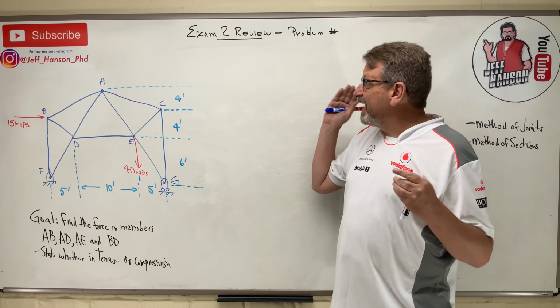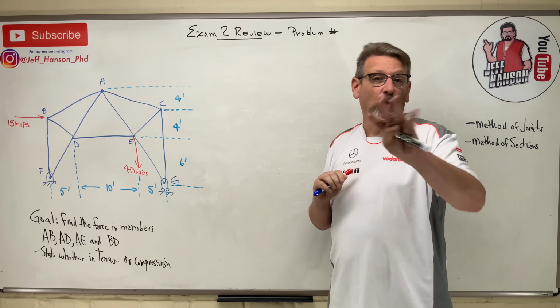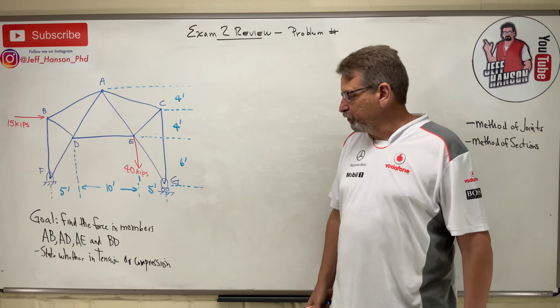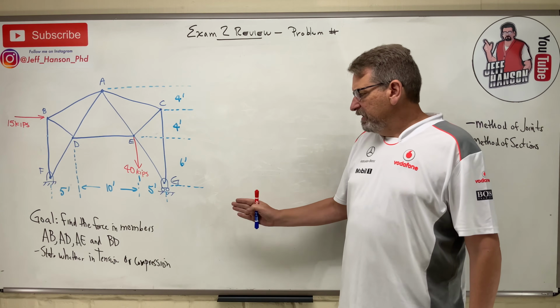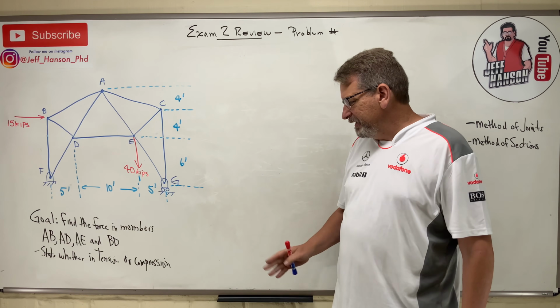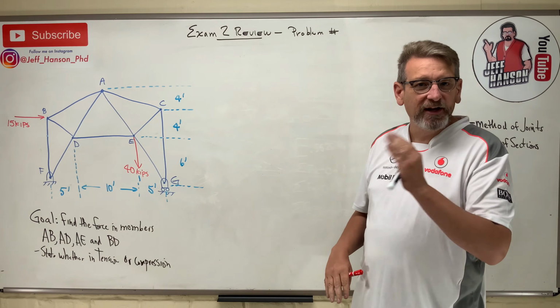Almost to the end. Exam 2 review. We're on problem number 4 out of 5. And it looks like we got ourselves a truss. Find the force in members AB, AD, AE, and BD and state whether they're in tension or in compression.